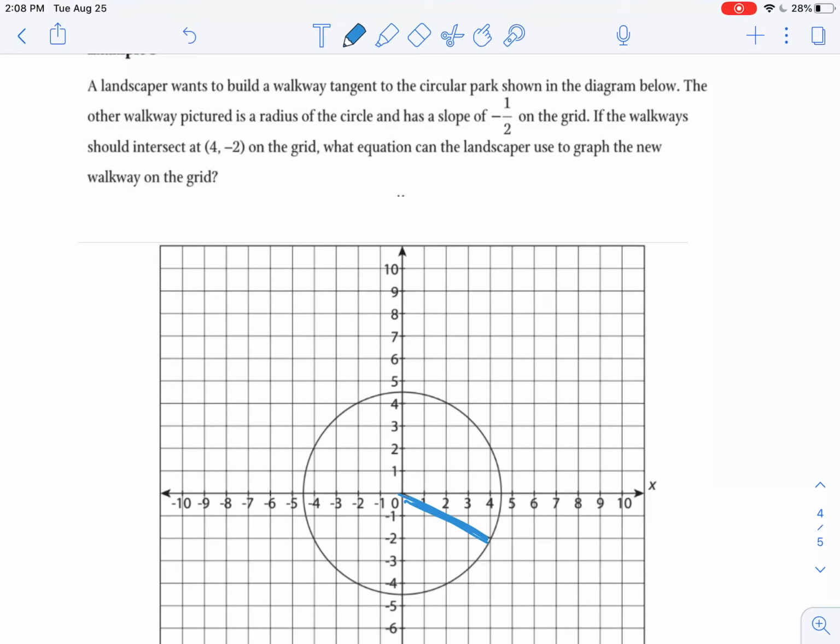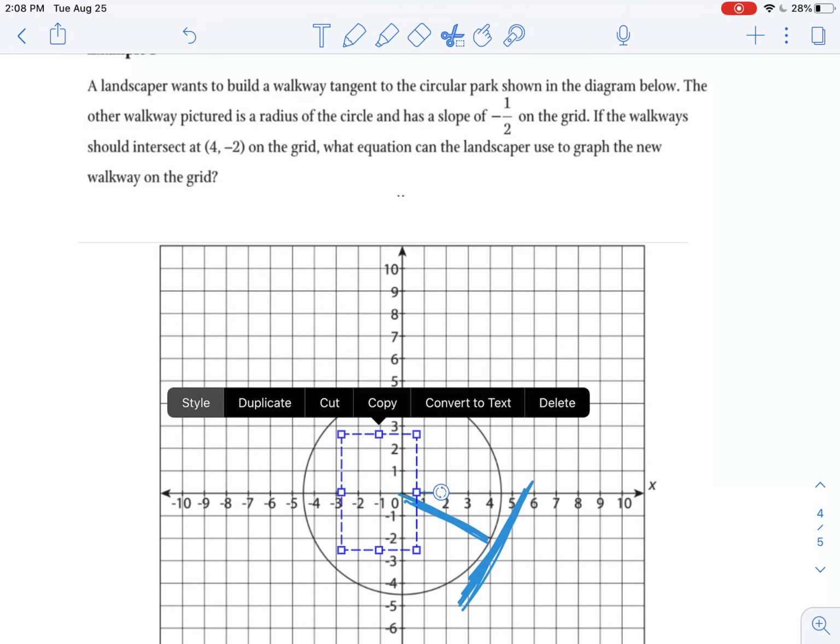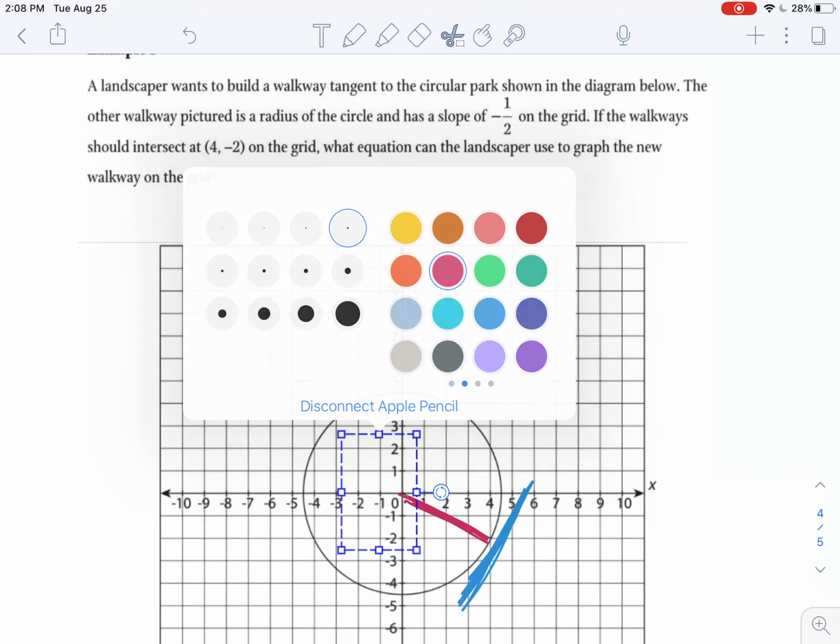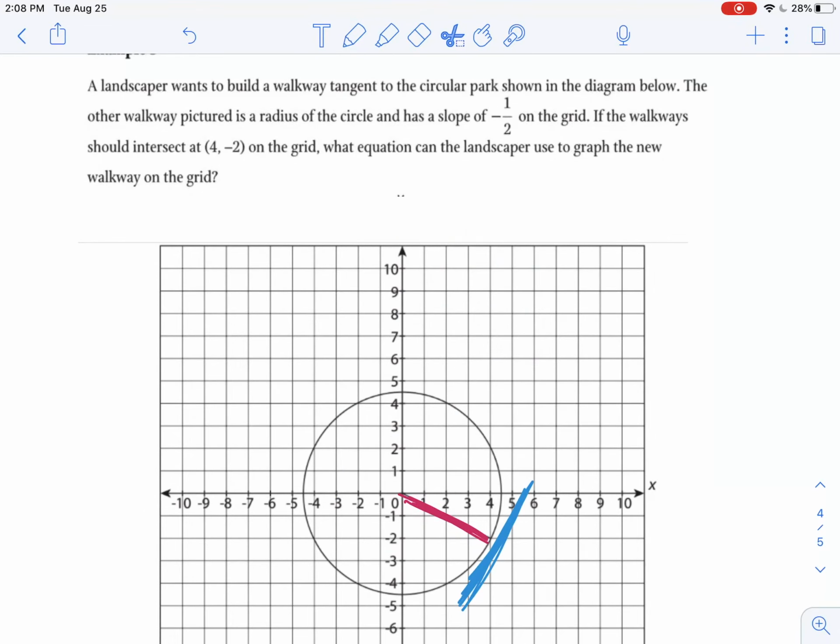I want one tangent, so I want one like that. The other walkway is pictured as a radius of the circle and has a slope of -1/2. Let me change my color here. For my red line segment, my slope is -1/2.